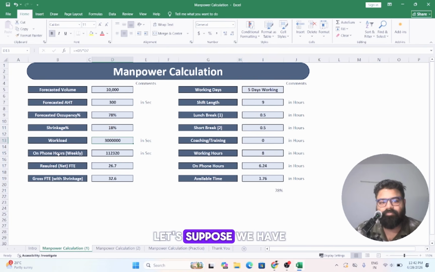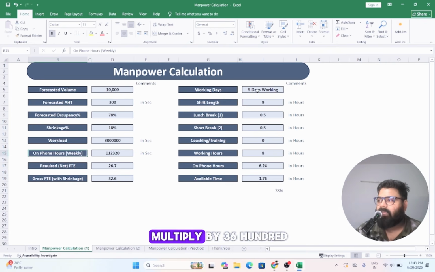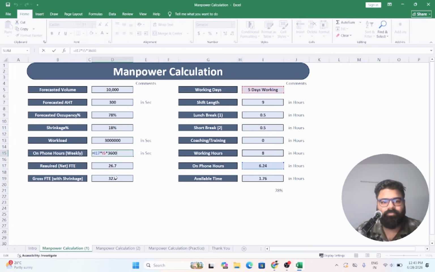And let's suppose we have to calculate it weekly. So what we have to do now, this is in hours, so make sure when our workload is in seconds, we have to change the on phone hours also into seconds. So for this calculation, we will take the on phone hours, multiply it with the working days, and then multiply by 3600 to convert that into seconds. So this is what we are doing here: on phone hours into working days and 3600.